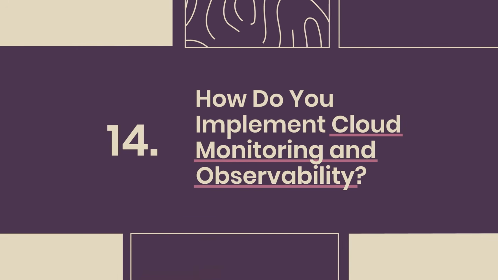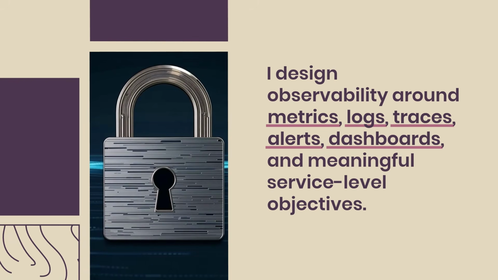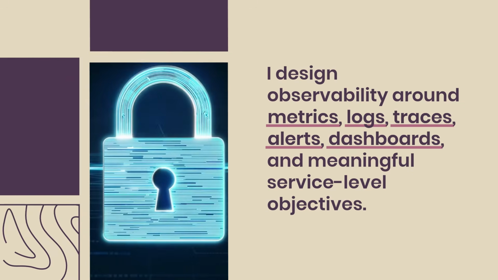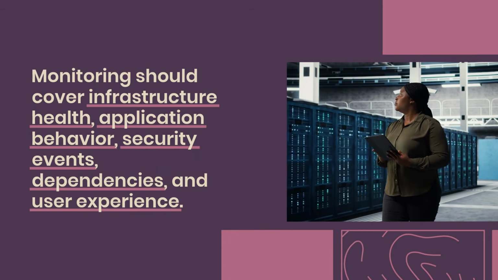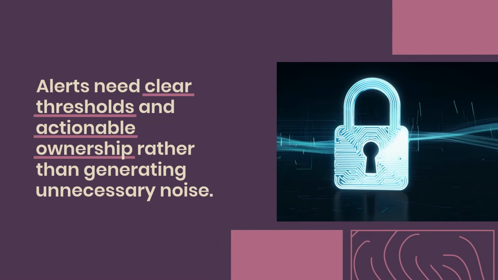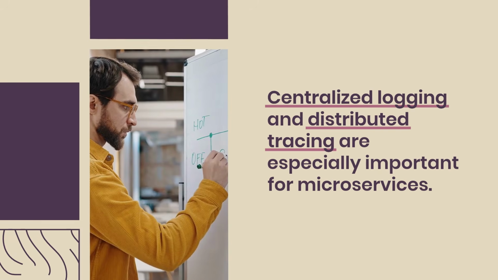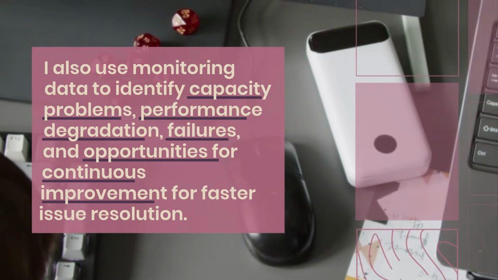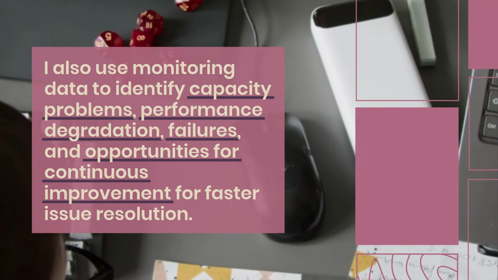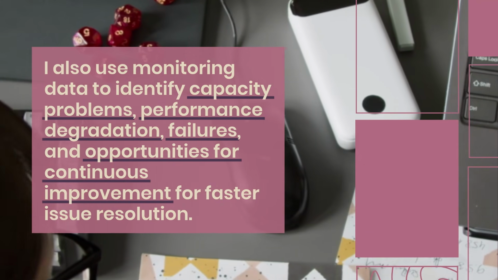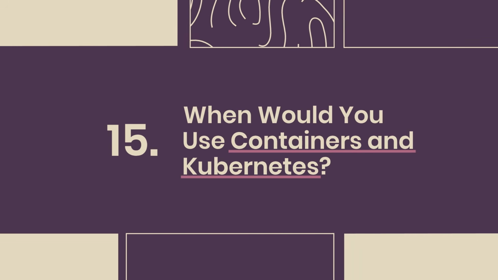How do you implement cloud monitoring and observability? I design observability around metrics, logs, traces, alerts, dashboards, and meaningful service-level objectives. Monitoring should cover infrastructure health, application behavior, security events, dependencies, and user experience. Alerts need clear thresholds and actionable ownership rather than generating unnecessary noise. Centralized logging and distributed tracing are especially important for microservices. I also use monitoring data to identify capacity problems, performance degradation, failures, and opportunities for continuous improvement for faster issue resolution. When would you use containers and Kubernetes?